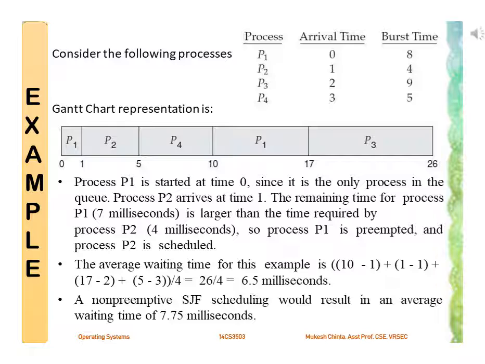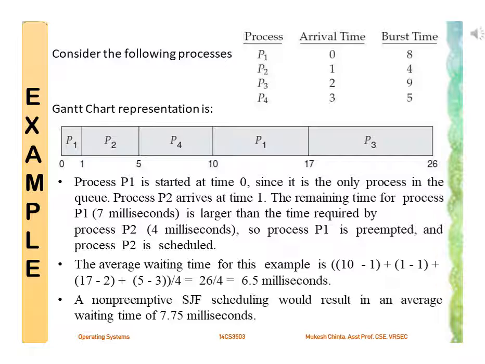The Gantt chart representation says P1. P1 is given for 0 to 1. Then P2. P2 is 4, so 1 plus 4 is 5. Then P4 is given for 5, and 5 plus 5 is 10. Then again P1 is given for the execution, and the remaining 7 is added, so 10 plus 7 is equal to 17. After that the remaining process P3 is waiting for the execution. P3's time is 9, so 17 plus 9 is equal to 26.